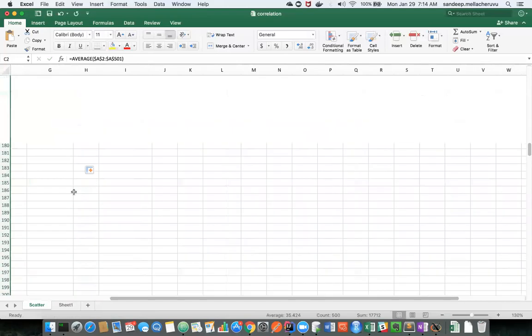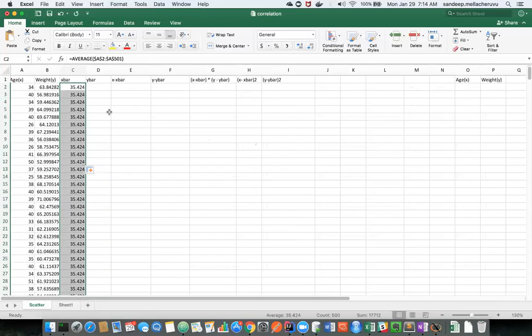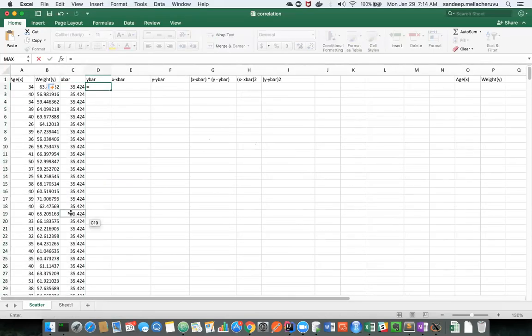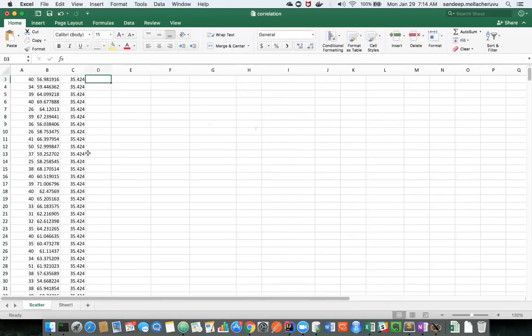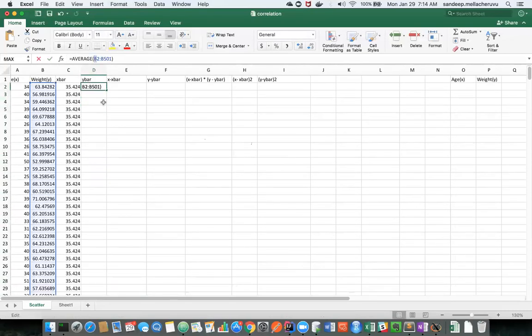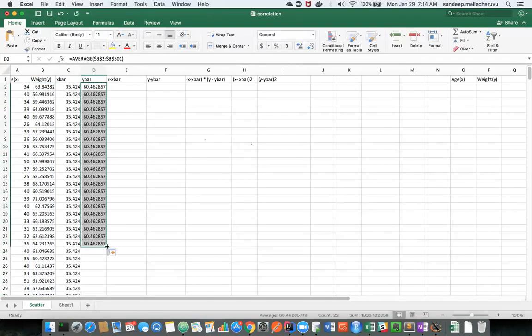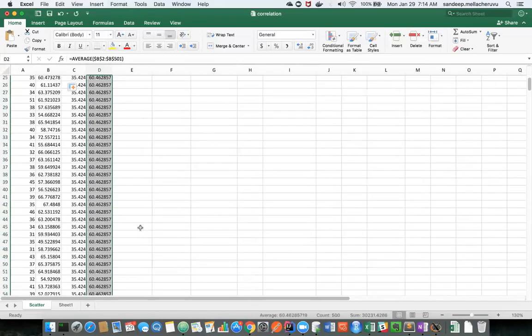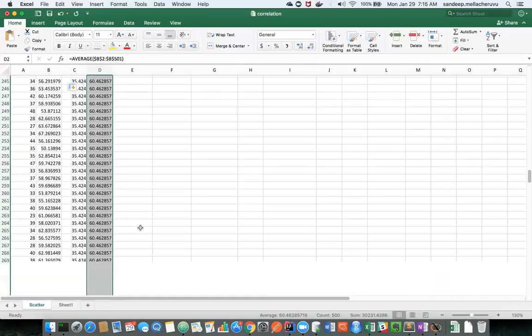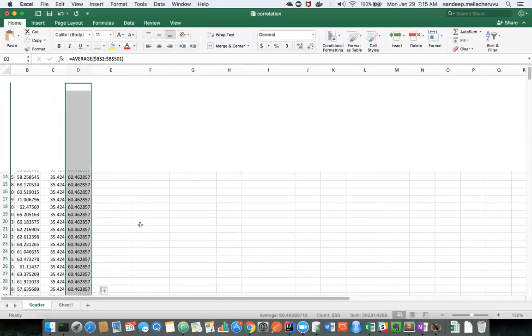For calculation simplicity, I can do without also. Again, I'm doing y bar, which is average of weight. I'm taking all of this. I'm keeping a dollar here to make it constant. And again, I'm copying all these things. Okay, now I'm getting it. If I click at the edge, it should copy the formula to all the cells.